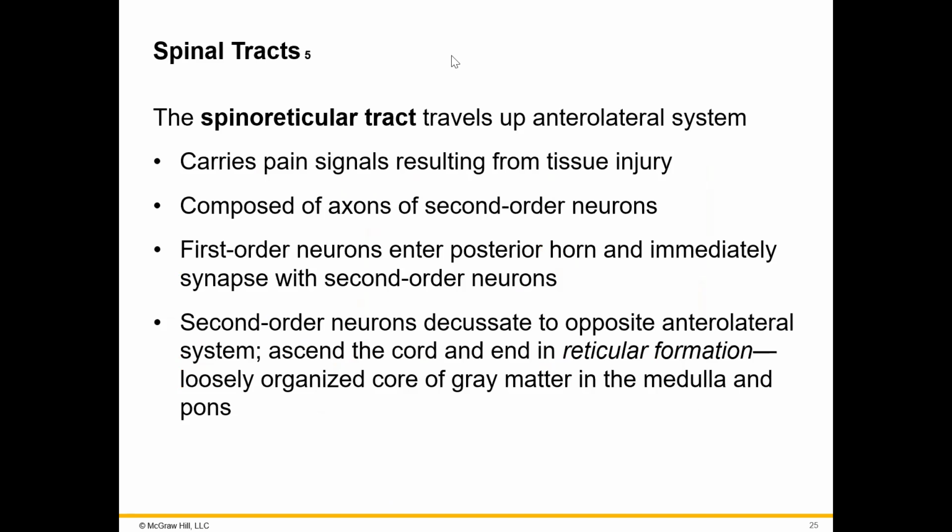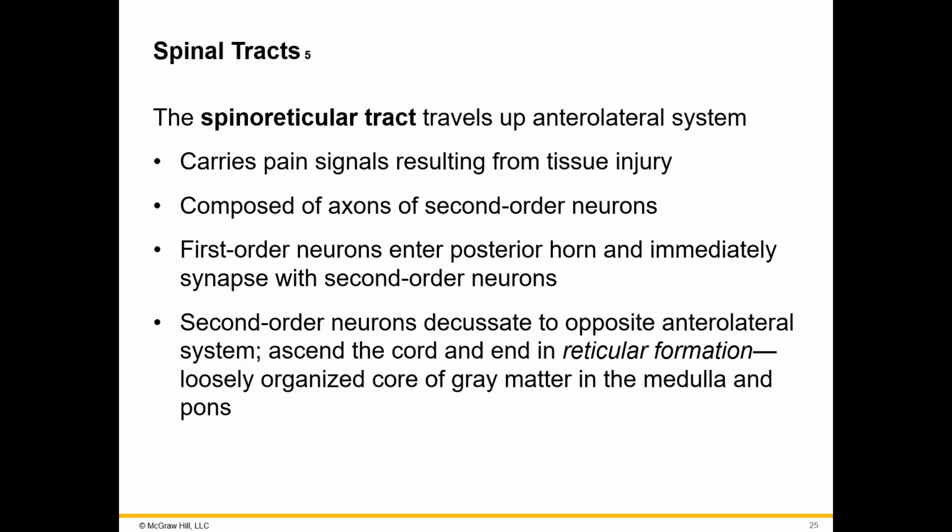Now we move from the spinothalamic tract into the spinoreticular tract. That's another example. It travels up the anterolateral system. It carries pain signals. So this is a specialized tract for pain signals resulting from tissue injury. It is composed of axons of second order neurons. That's the same thing as the spinothalamic: spine, thalamus. It's what they call spinothalamic.